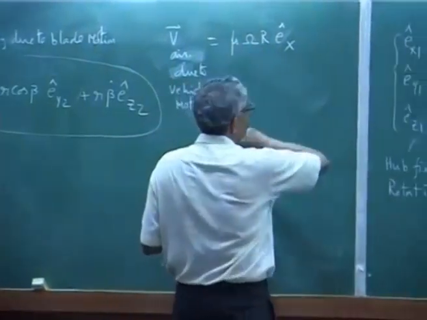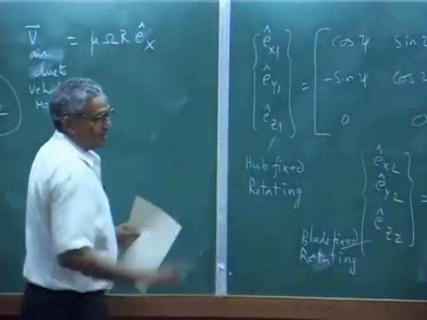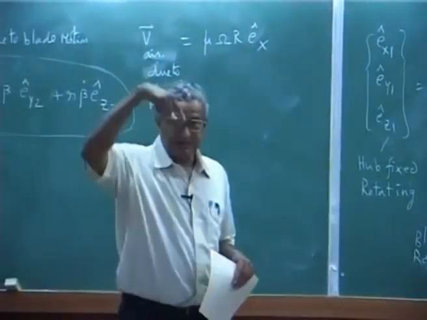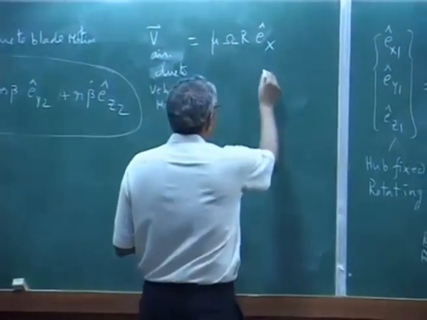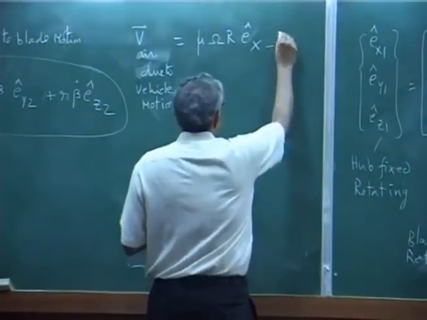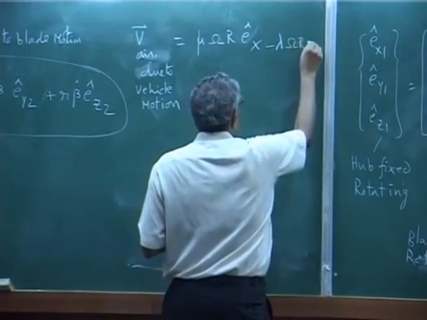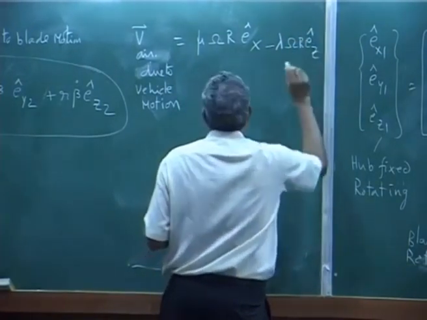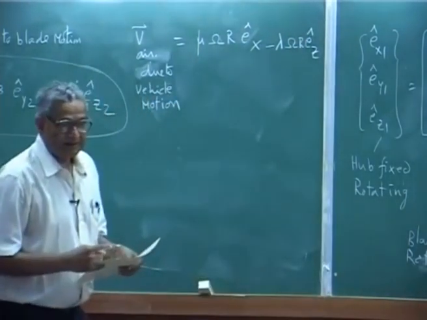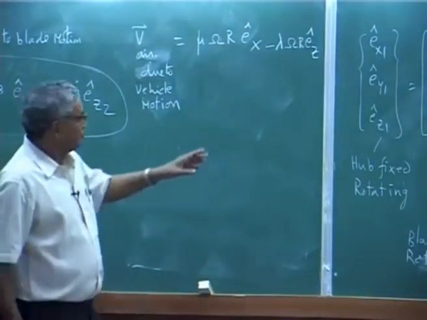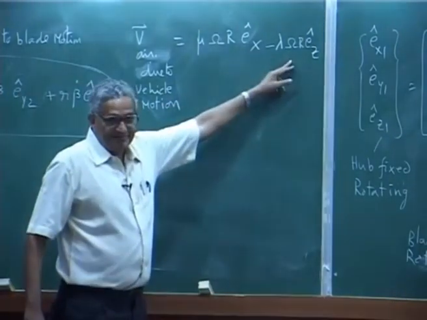Now, this and then your lambda, lambda is in the z direction downward. So, I will put minus lambda omega r e z, okay. Now, you see these two are in x and z.